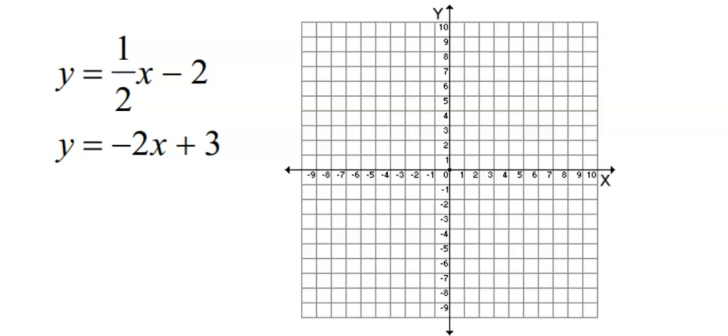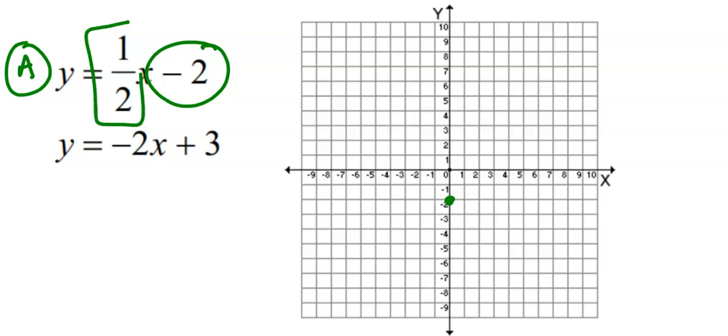Here's a set of equations that will be drawn on the same pair of axes. I'm going to call this first one here equation A. I'm going to start by graphing the y-intercept at -2. Then I'm going to graph another perfect corner point by following the rate of change, which is the rise over the run, or the change in y over the change in x.